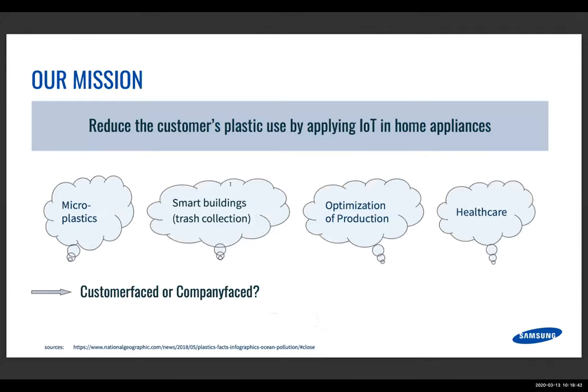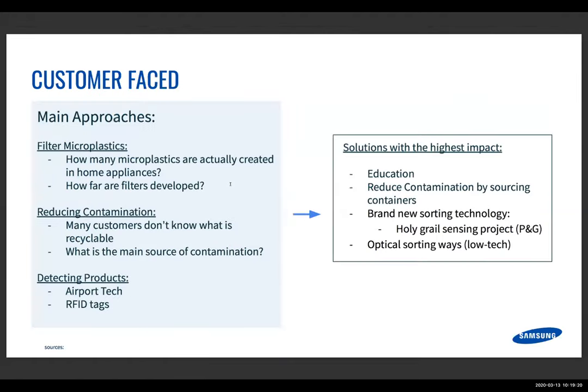In our first class, we realized that there are many ways to reduce the consumer's plastic waste. Our main ideas were in the field of microplastics, smart buildings, the optimization of production, and in the sector of healthcare. Those ways to reduce plastic can be divided into two approaches, customer-facing or company-facing. We talked to some experts, did interviews and market research, and found that we can find better and more effective approaches when we go the company-facing way. Our main ideas were microplastics. We decided to filter microplastics and inform the consumer how much they filter and how much they affect the environment by doing so. But we ran into the issue that we don't really know how much we filter and how far filters are developed, how much they can actually do.